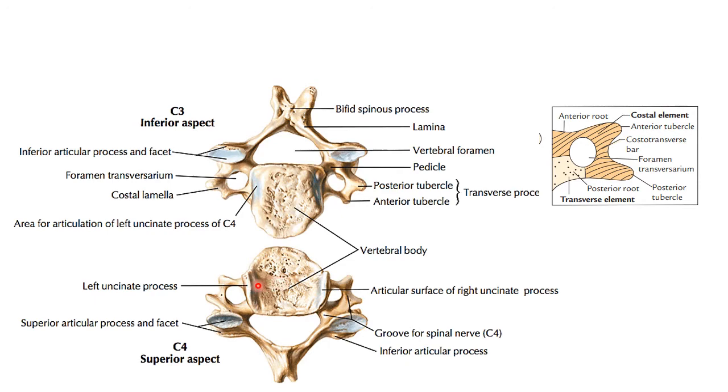The superior surface is concave transversely with upward projecting lips. These are upward projecting lips. They are called the uncinate processes and they have articular surfaces. So this was about the superior surface.